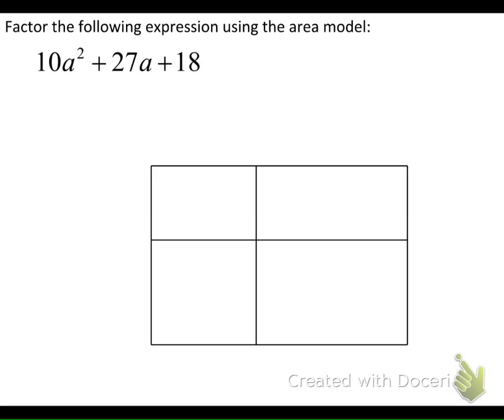Now, we know that this expression that I have right now is the area. The reason why I know it's the area and not the height and the width is because there's no parentheses. I have 3 terms and 4 boxes. So that means that I'm going to need to find an area for 2 of the boxes.